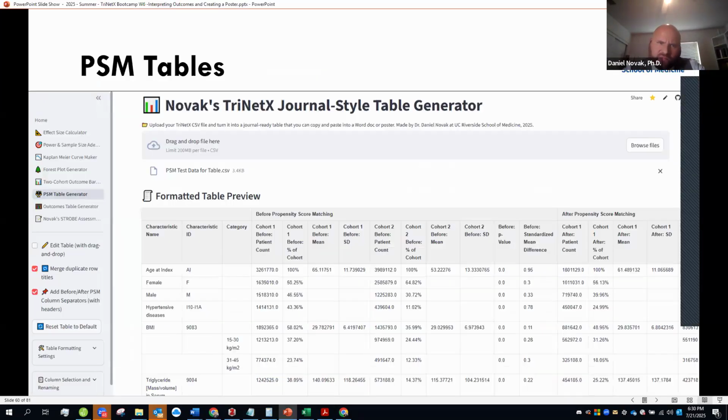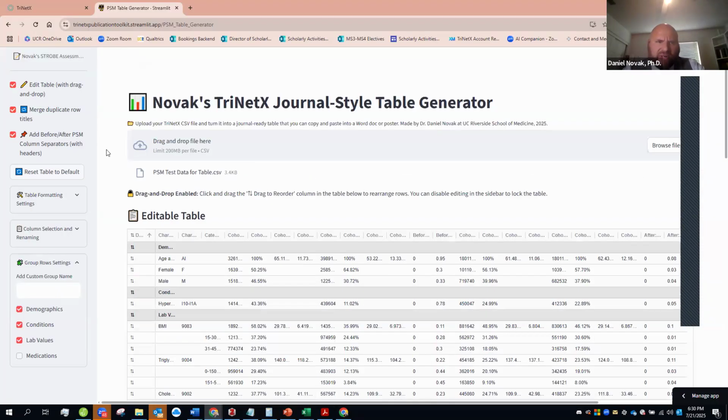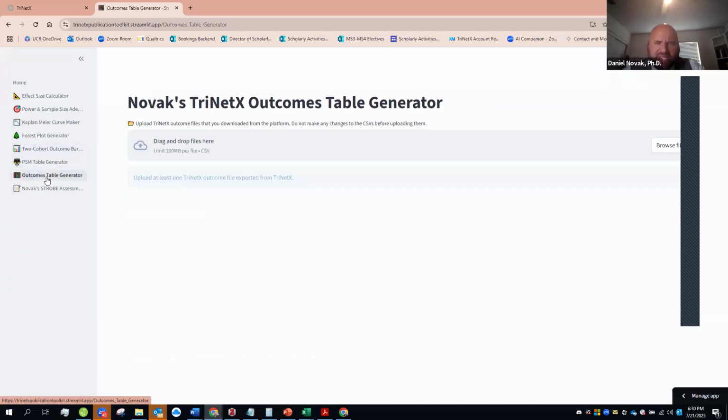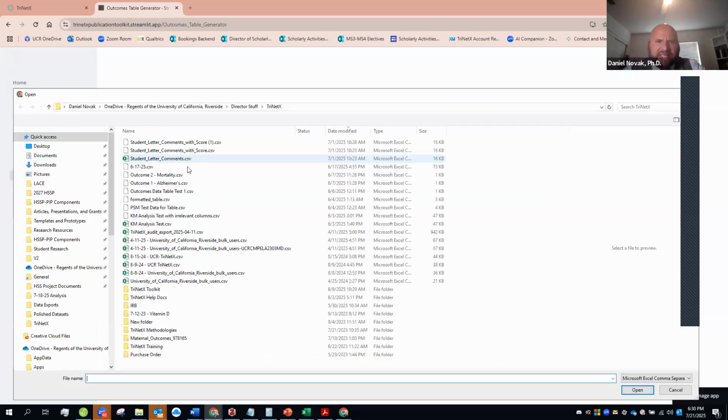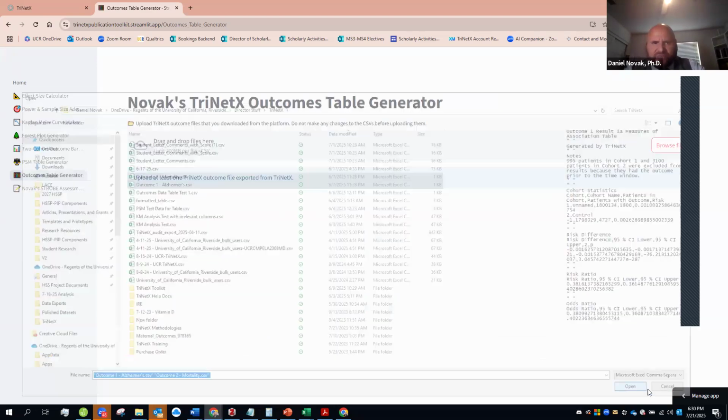So propensity score matching. I also created a tool for helping you develop your tables for your studies. So you'll see, if you look at the outcome table generator, you can upload your findings from the TriNetX output that you download, your individual outcomes from your MOA, your measures of association.